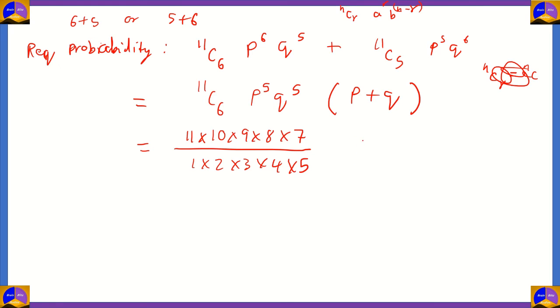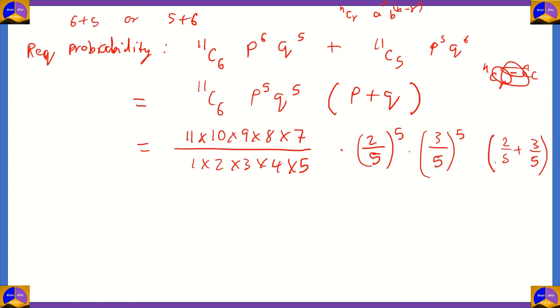And we have p raised to 5. So p is the number of steps, the probability of steps forward. So that's 2 by 5, and it is raised to the power 5. Similarly, we have 3 by 5. That's the probability of steps going backwards. So that will also be raised to 5. And inside the bracket, we will have 2 by 5 plus 3 by 5. The sum of probabilities will always be 1. So that becomes 1. So anything times 1 is itself.